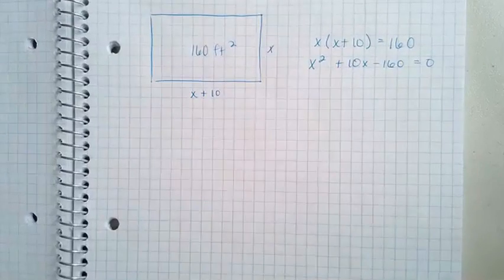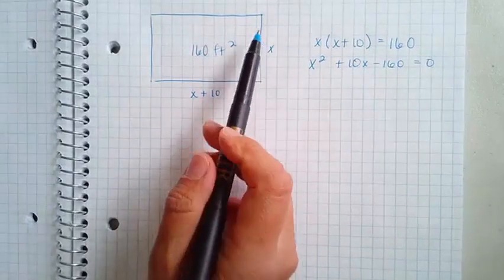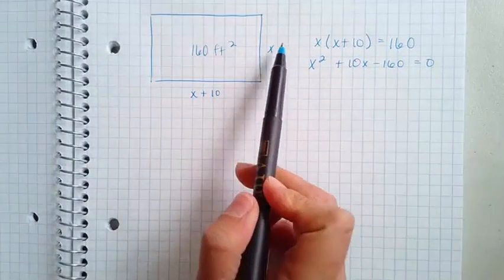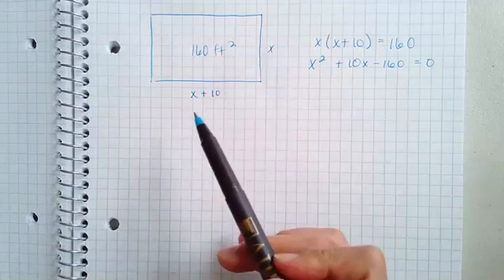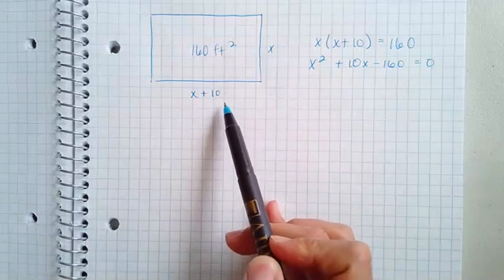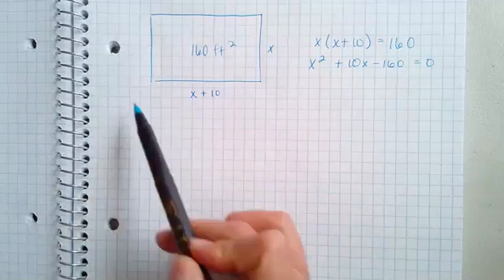Hi guys. So I've started the Colin problem, the building of the deck. So we've got a deck. It looks something like this. And we have one dimension, we can call that X. And then the other side length has to be 10 more than that. And so then we get this figure.